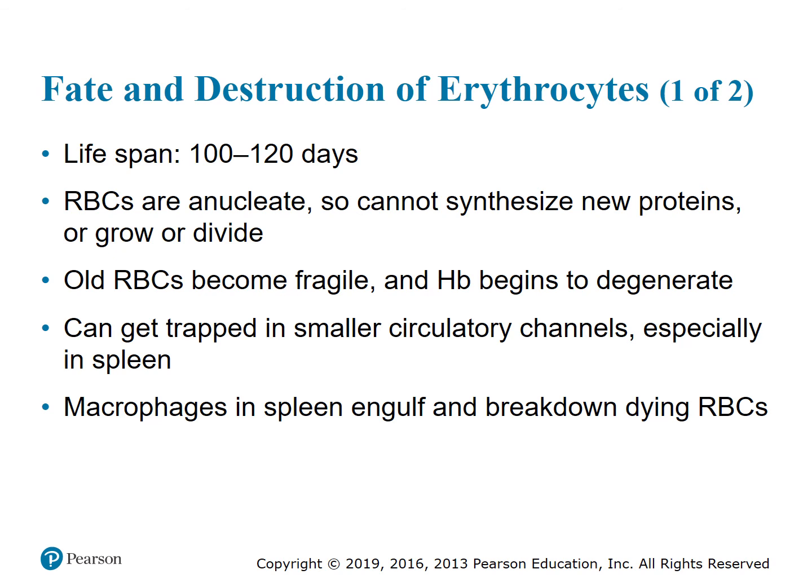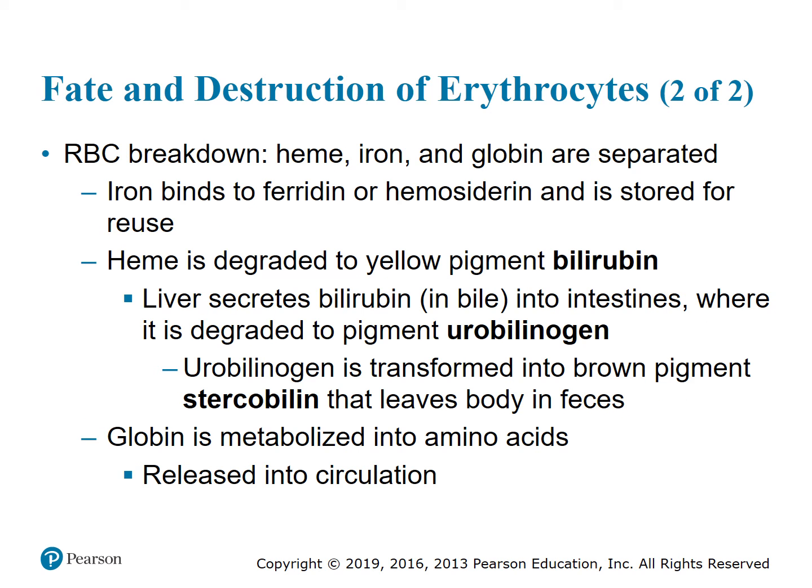Macrophages in the spleen engulf and break down dying red blood cells. When red blood cells break down, heme, iron, and globin are separated. The iron binds to ferritin or hemosiderin and is stored for reuse. Heme is degraded to the yellow pigment bilirubin, and the liver secretes bilirubin in bile into the intestines, where it is degraded to the pigment urobilinogen. Urobilinogen is transformed into brown pigment stercobilin that leaves the body in feces. Globin is metabolized into amino acids, because of course globin is a polypeptide, and it's released into circulation.